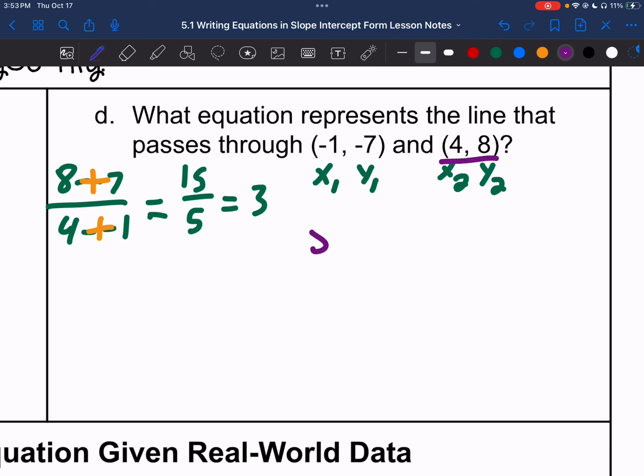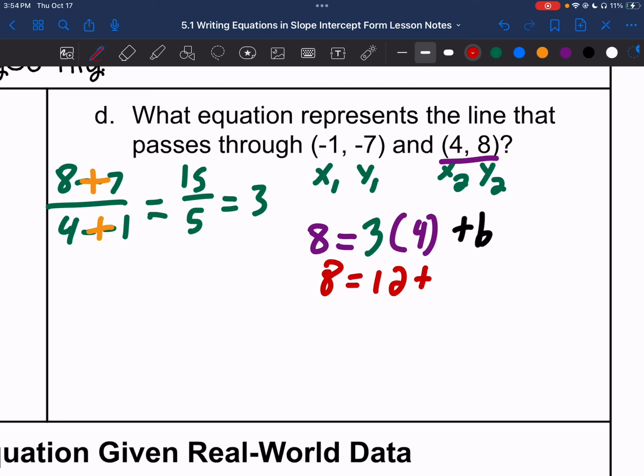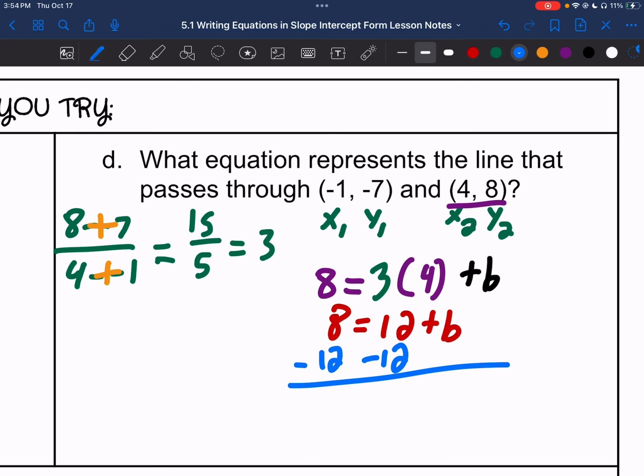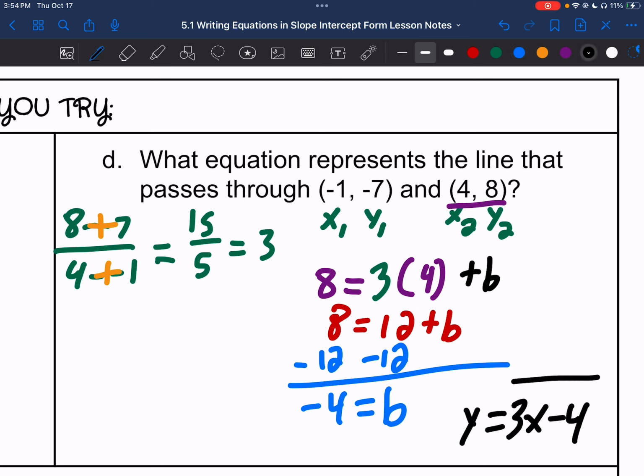So we have 8 is equal to 3 times the x value of 4 plus b. First step, do the multiplication. 8 is equal to 12 plus b. And then we subtract 12 from both sides, and we get -4 is equal to b. And that means y is equal to 3x minus 4.